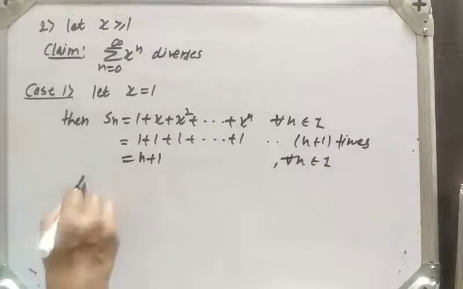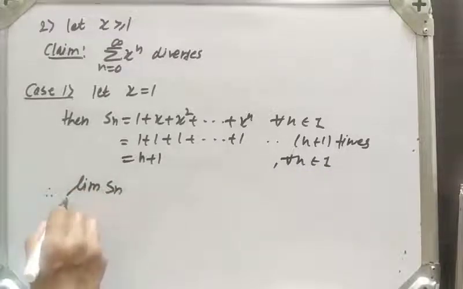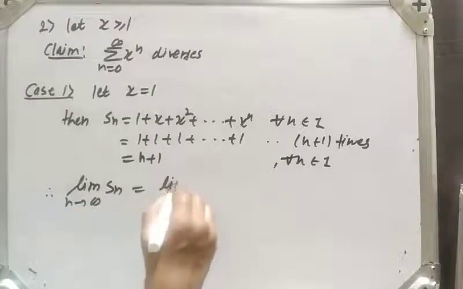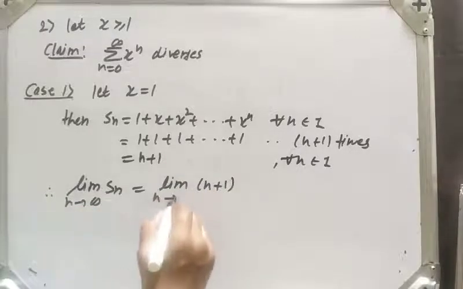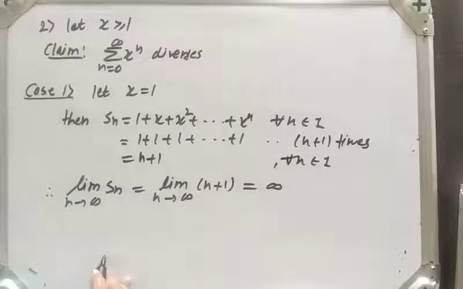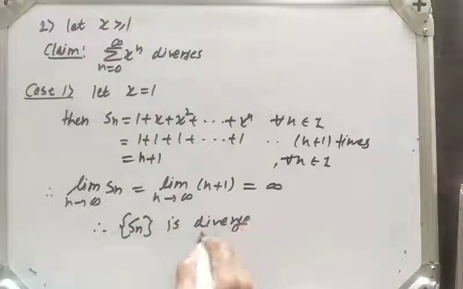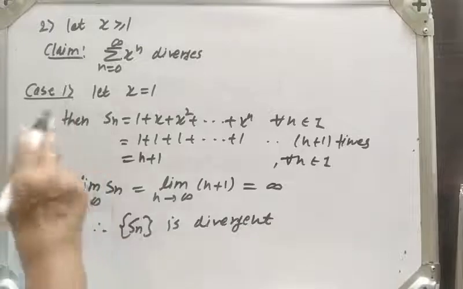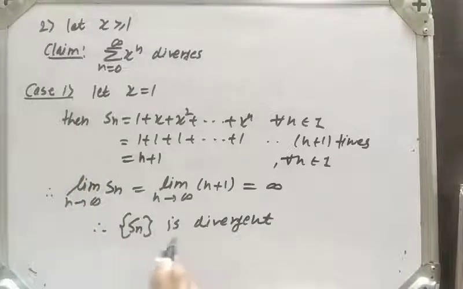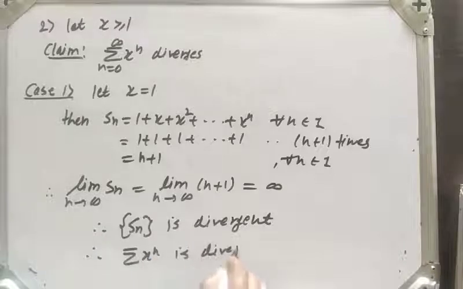What will be the limit of Sn? The limit of Sn as n tends to infinity will be the limit of n plus 1 as n tends to infinity, which is equal to infinity. What does it mean? The limit of the sequence Sn is infinity, which means the sequence Sn diverges. Therefore Sn is a divergent sequence, so its related series is divergent, therefore the series x raised to n is divergent. This is case 1.